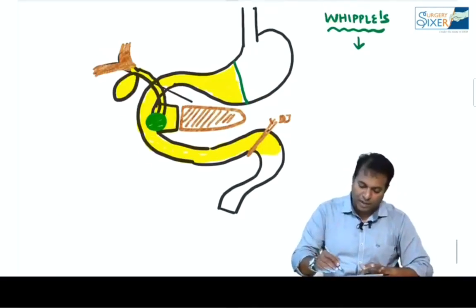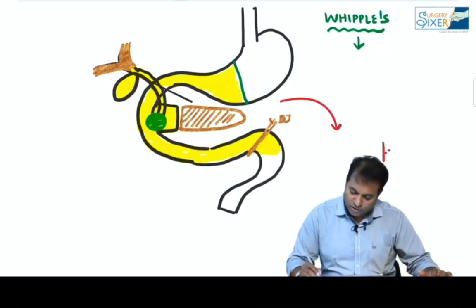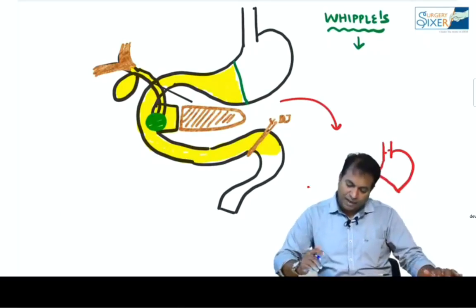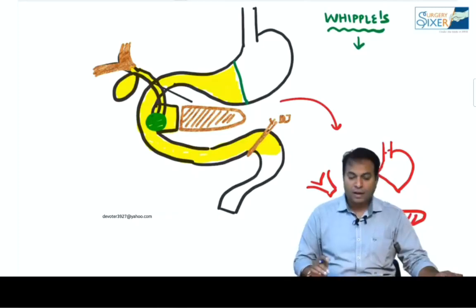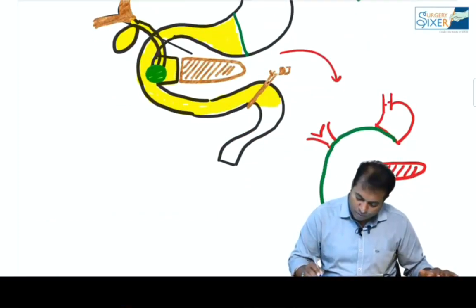After these structures are removed, what will be remaining? The proximal stomach will be remaining. The proximal common hepatic duct or bile duct will be remaining. The distal body and tail of pancreas will be remaining. Now I will bring a loop of jejunum, and I will do the three anastomoses.